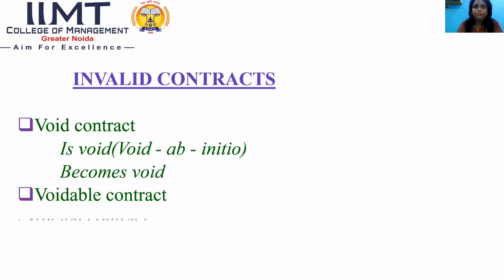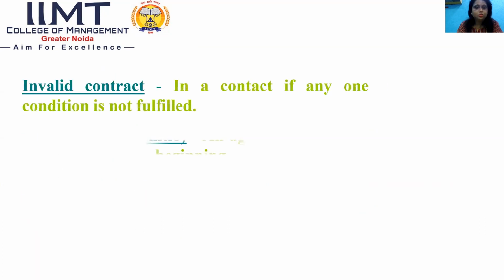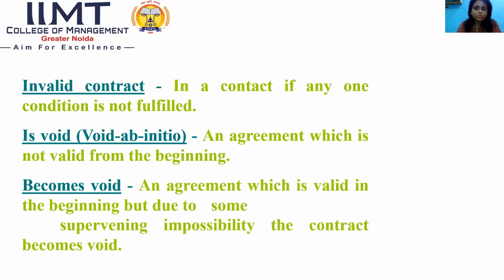So when we are talking about valid contracts, there are also some invalid contracts. Invalid contracts are void contracts, voidable contracts, illegal contracts, and unenforceable contracts. So, what is an invalid contract? In a contract, if any one condition is not fulfilled, it is a void contract. An agreement may not be valid from the beginning, or an agreement which is valid in the beginning may become void due to some supervening impossibility.